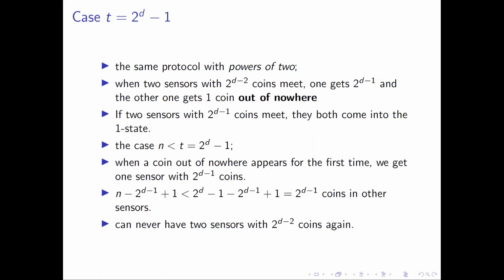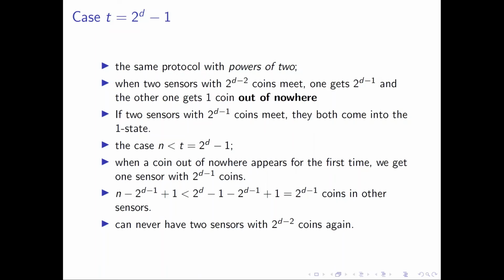In fact, we have less than even 2^(d-1). So in order to come to the one state, there has to be a coin out of nowhere at least once. Let's consider the moment when it appears for the first time. Then we get one sensor which has 2^(d-1) coins. Let's consider the rest of the coins: there is one extra coin out of nowhere, and before that we also had n minus 2^(d-1) coins besides this sensor with the largest number of coins.